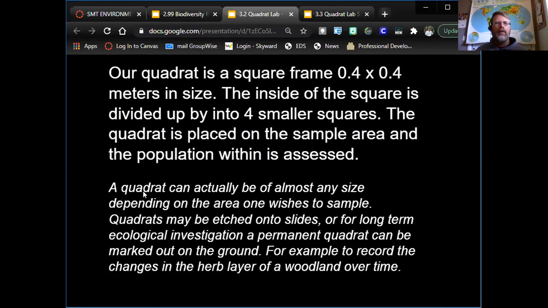Okay, all right, so quadrats themselves can almost be any size depending on the area you want to sample. Again, I'm picking 40 centimeters by 40 centimeters for our lab. Quadrats can be etched into slides, or used for long-term investigations. You can even do permanent quadrats on the ground to see change over time. Okay, we're not doing that. We're just looking to record one layer of grass at one time.